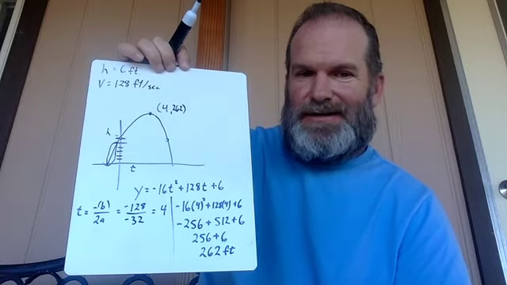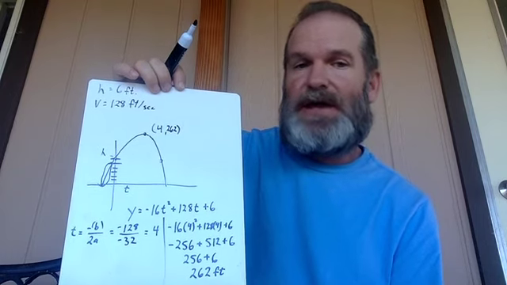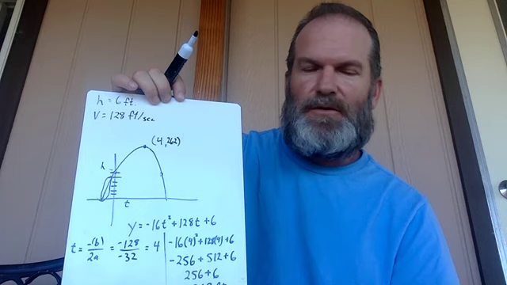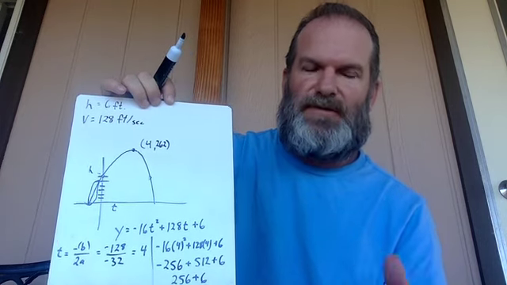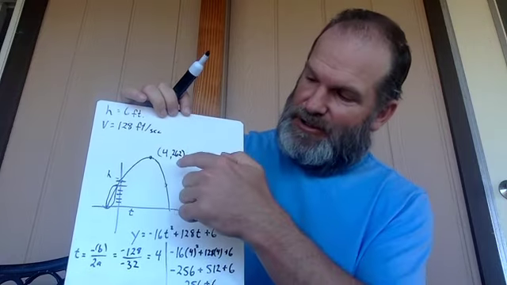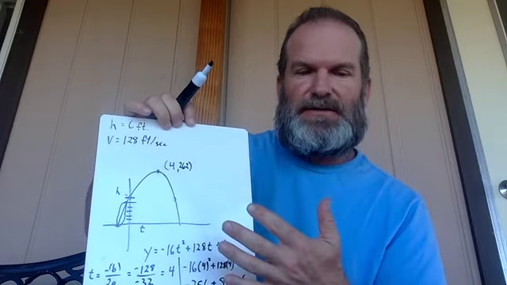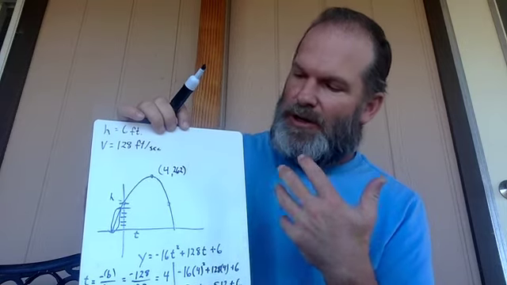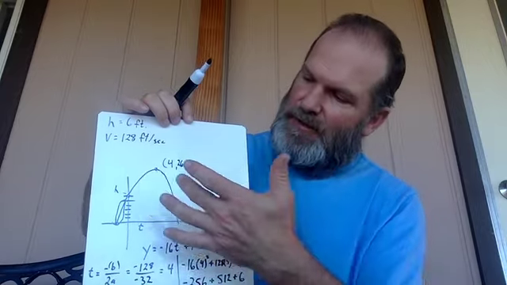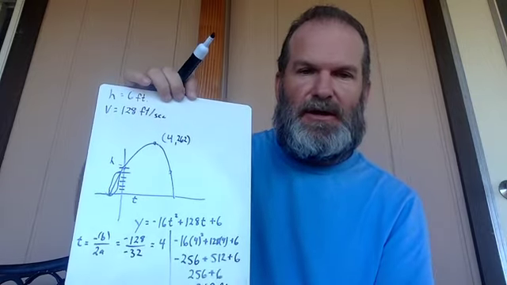Now, on test problems, it might be more specific, and it might say how long did it take you to get to your maximum height, and the answer then is not 4, 262. It's just 4. Or it might say how high did it go, and then it's just 262. So you have to find the vertex and then know what number to use. Are you using the 4 or are you using the 262? 4 would be seconds, time, 262 would be h, height.